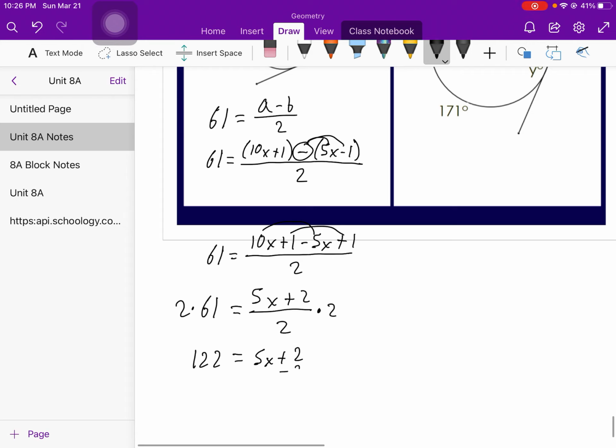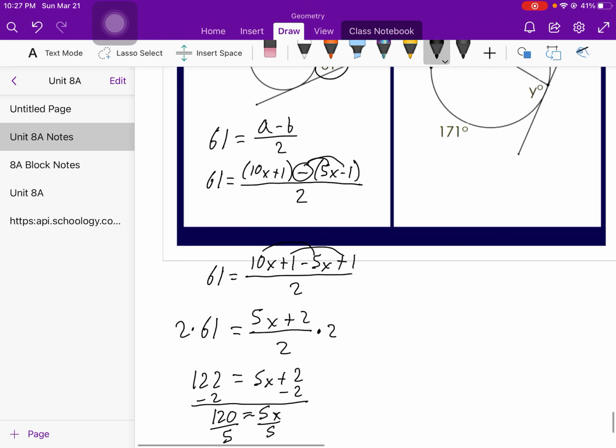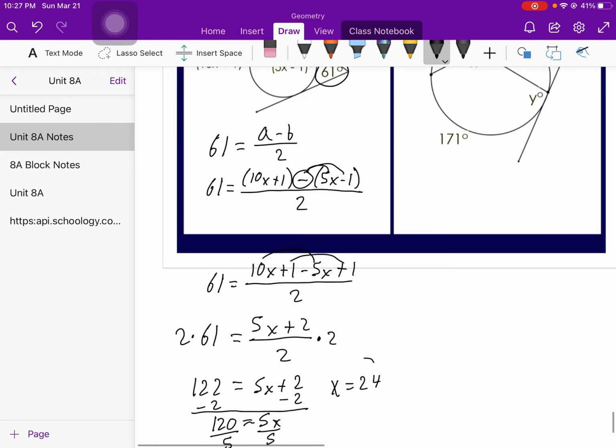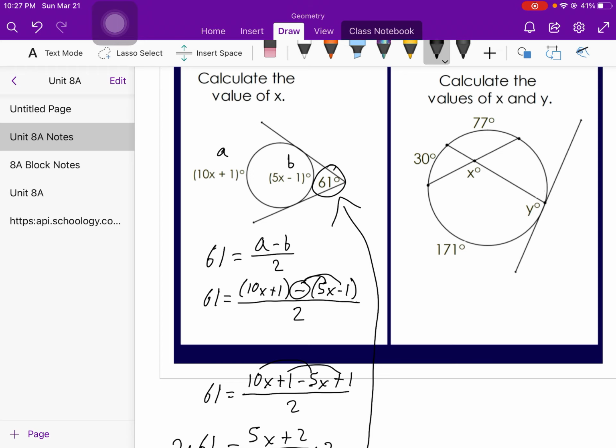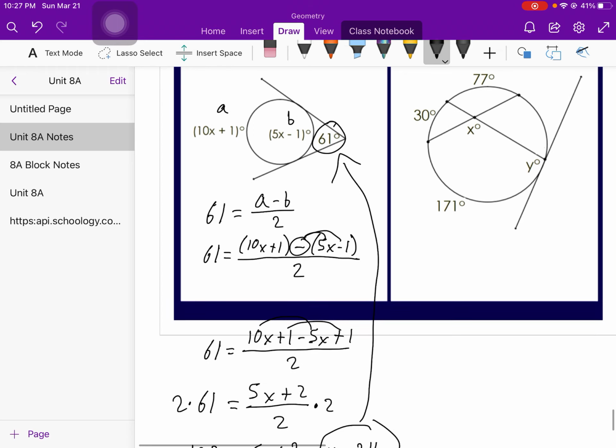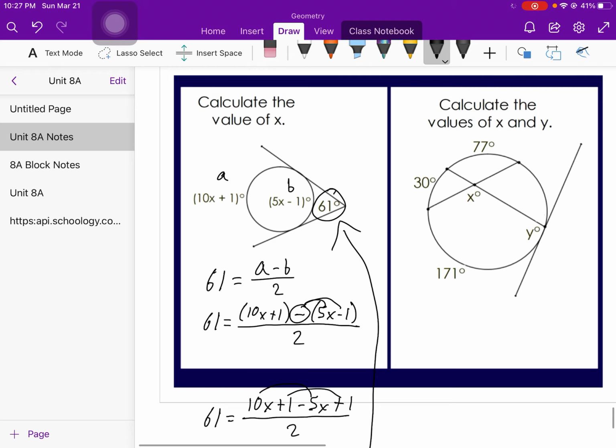We're going to subtract 2. There's a lot of just basic solving with this. 120 equals 5x. Divide by 5. And we're going to get x equals 24. I'm just going to pull that way up to the top. And we could plug it back in and check it just to make sure that our work is correct. But let's go ahead and look at this next one.